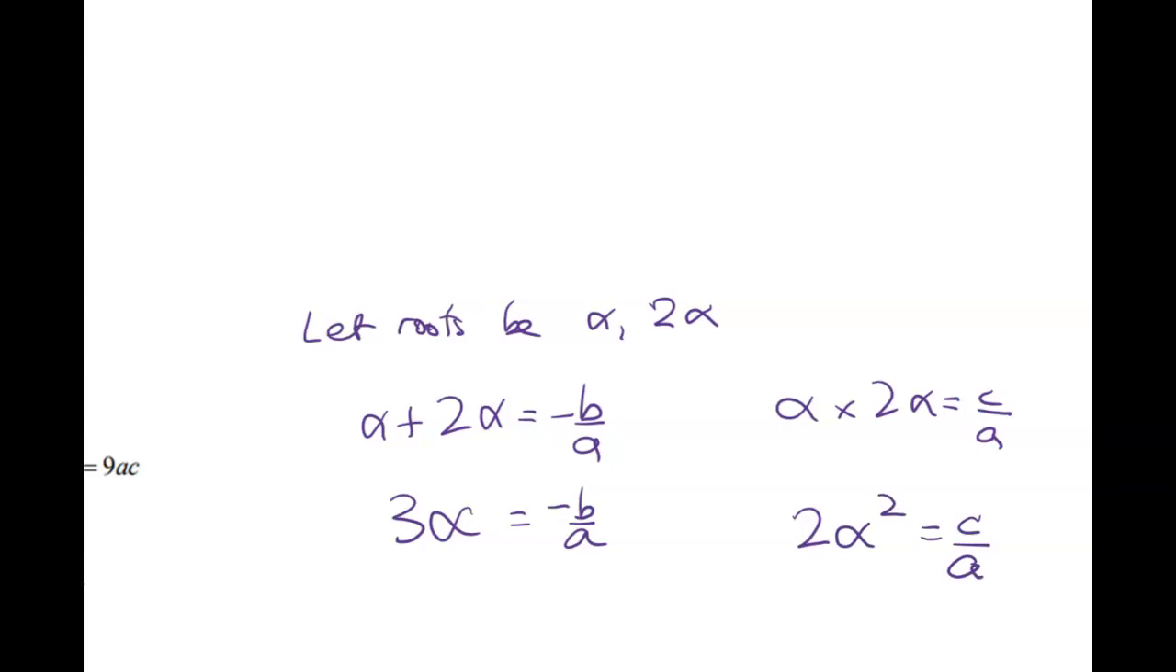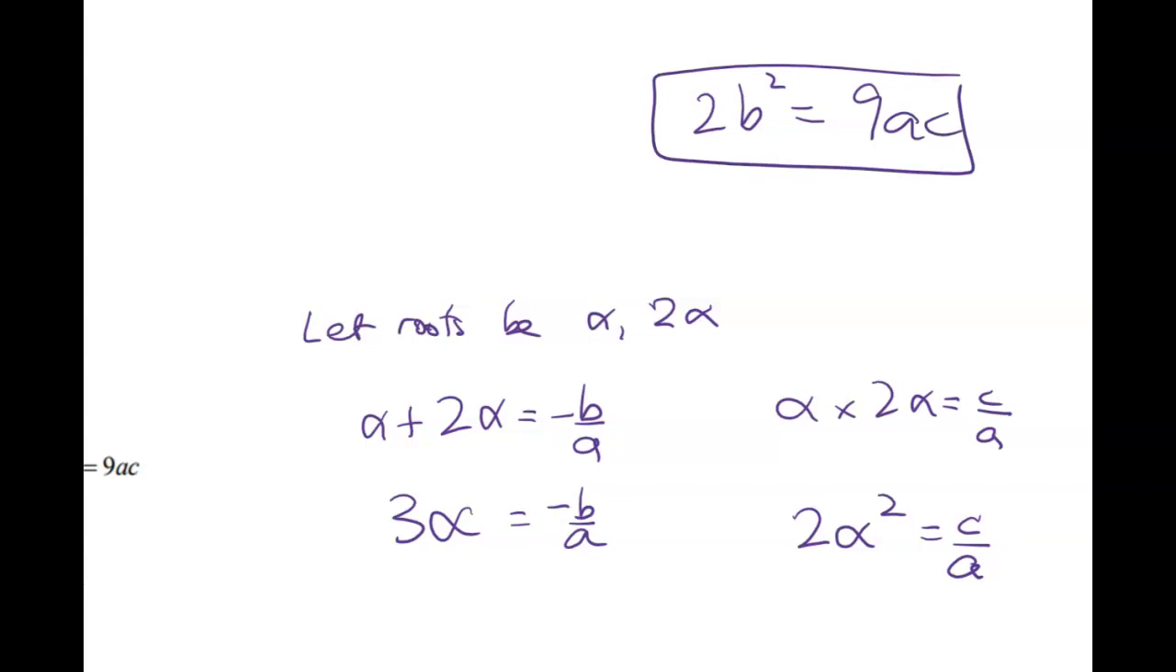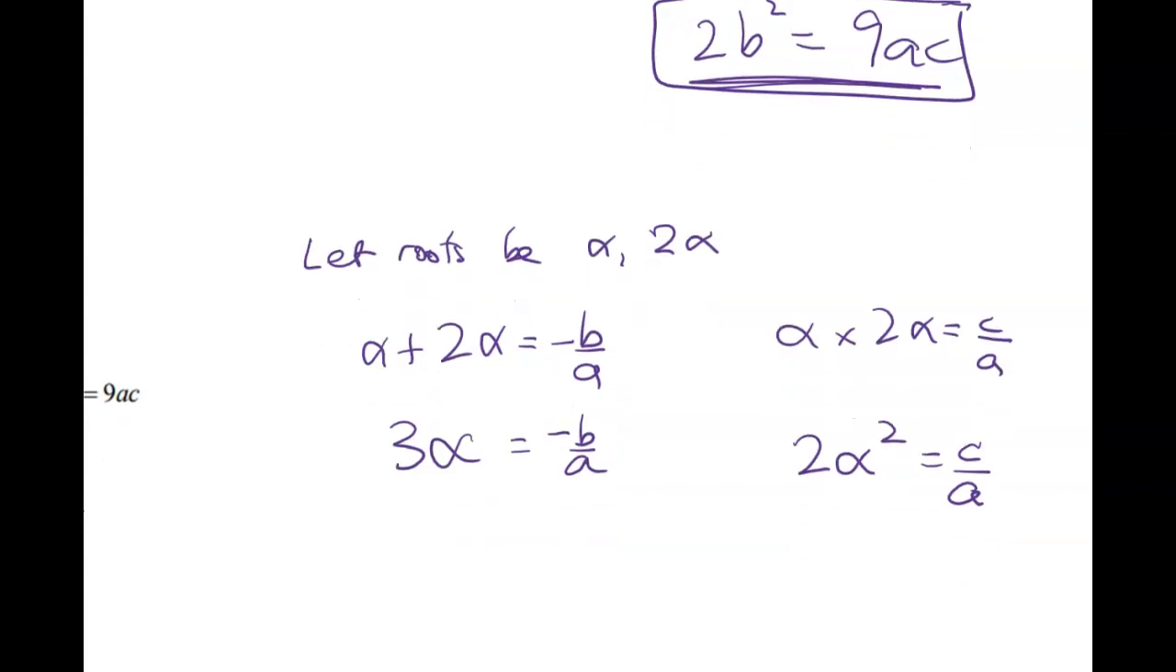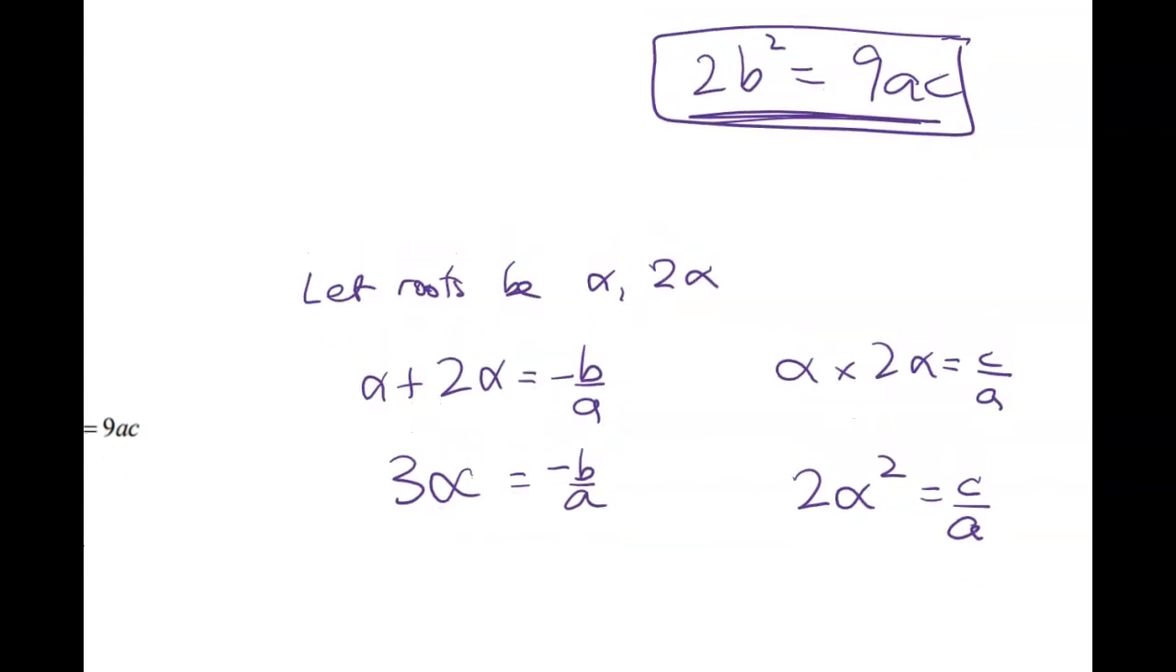Now when we're doing a proof, always look at where we're trying to get to. And in this case, we're trying to show that 2b squared has to equal 9ac. You'll notice that there's no alpha in that equation, right? Obviously, because we're trying to show that it doesn't matter what the roots are. If one is twice the other, then this condition will be true. So what we're looking for is a way to eliminate the alpha.